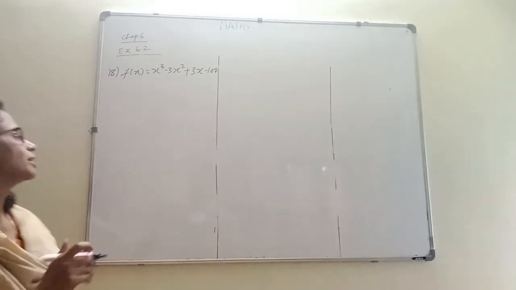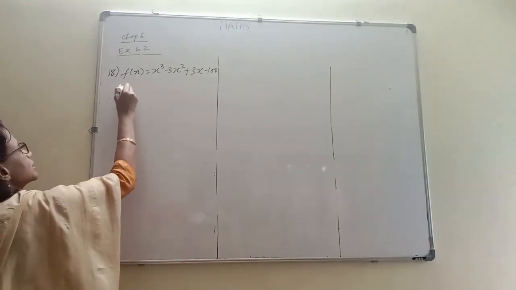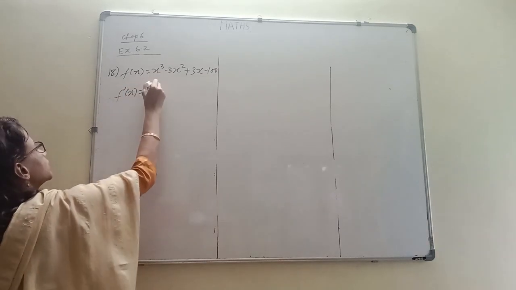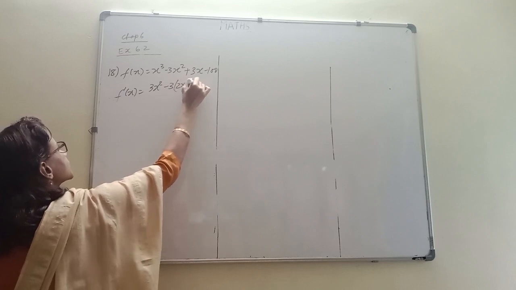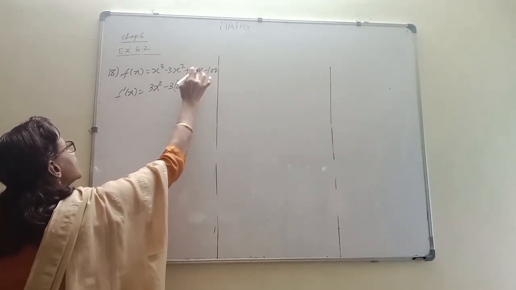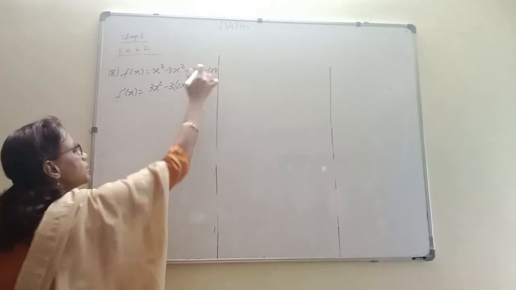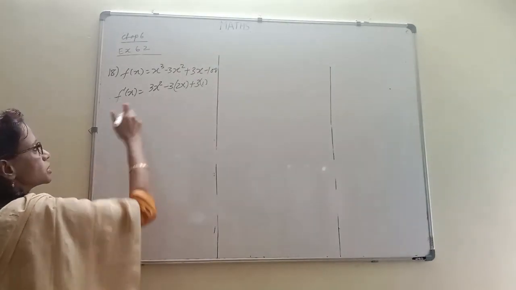So let's get the derivative. What's the derivative? F dash x. X cube derivative is 3x squared. X squared derivative is 2x, with the 3 as it is, and derivative of x is 1. This is a number, so no derivative. So therefore this is what happens.